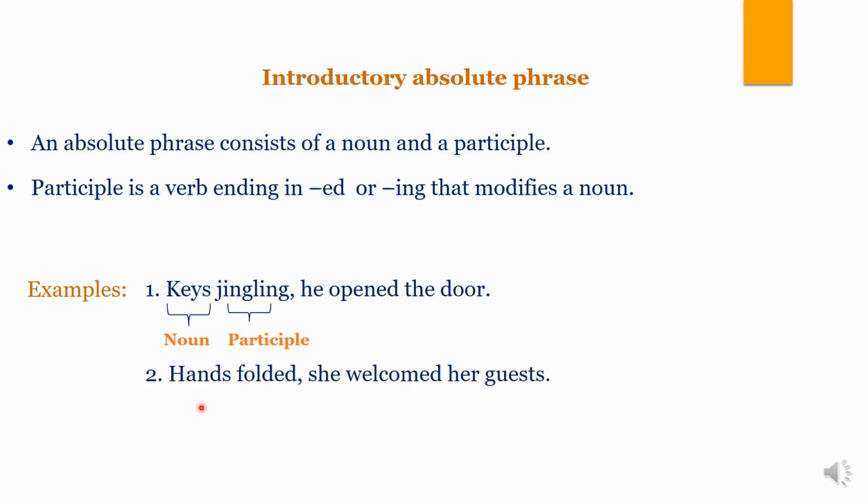Next example: hands folded, she welcomed her guests. Hands is a noun, folded is a participle. Hands folded is an introductory absolute phrase. So we need to place a comma after hands folded. Then continue the rest of the sentence. That is, she welcomed her guests.